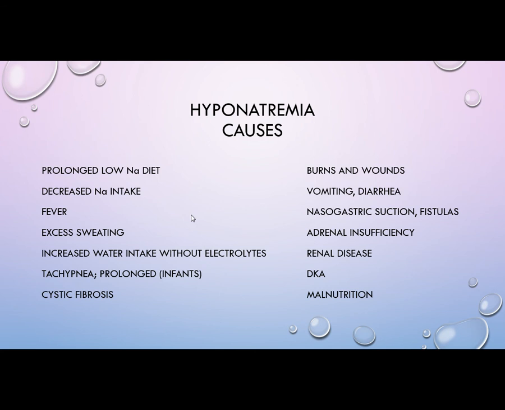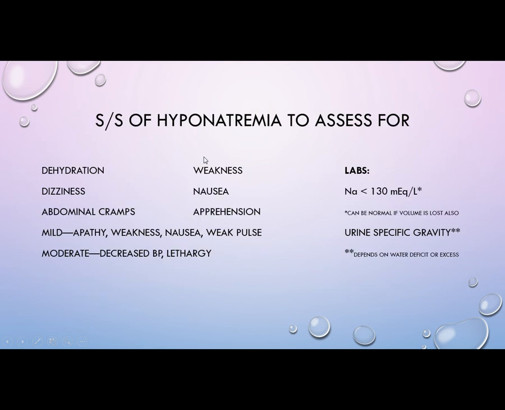Now, the next slide shows you the causes. The next slide shows you the signs and symptoms of hyponatremia to assess for in your children. You're going to look for dehydration, so what are you going to do? Check that skin turgor. See if they're having trouble navigating. You know, check the dizziness. See if they're having trouble sitting up, or if they tell you everything's spinning around. You know, check their stomach. Ask them and their parents if they're having abdominal cramps. You know, check their muscles for weakness. Have them squeeze your fingers. Make it a contest. See if they're strong.